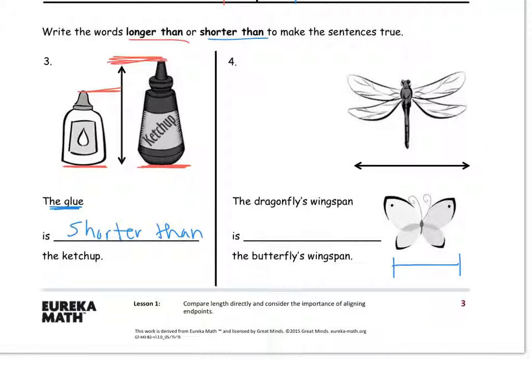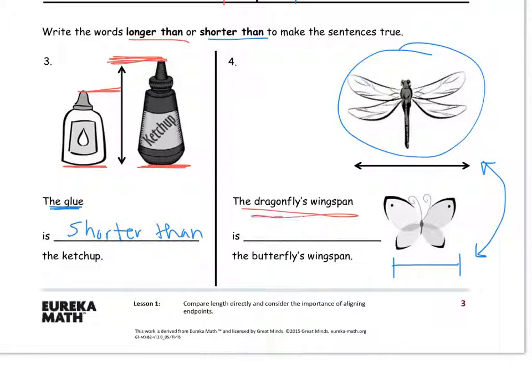So when I come over to number 4, I see that I have a butterfly and a dragonfly. So if I match up these two, I see that the dragonfly has a longer wingspan and the butterfly has a shorter wingspan. So now we have to just look and see, what are we talking about first? The dragonfly. So the dragonfly, is it longer or shorter? It's longer than, meaning now we're comparing the butterfly's wingspan. So the dragonfly's wingspan is longer, but it's longer than the butterfly's.